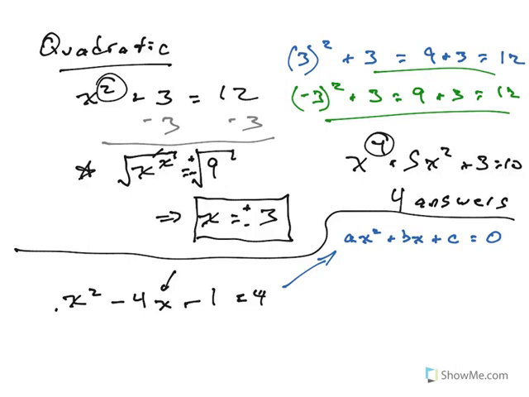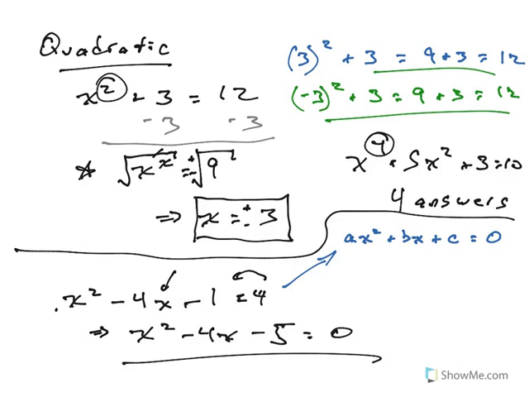So the first thing I'm going to do is move the 4 over to the left side. How do I move it? Well, right now it's plus 4, so I bring it over as a minus 4. So now our equation, x squared minus 4x. Now I have minus 1, and I'm subtracting a 4 over, so minus 1 minus 4 is minus 5, equals 0. This is our equation we have to solve. We now have our quadratic equation in standard form.